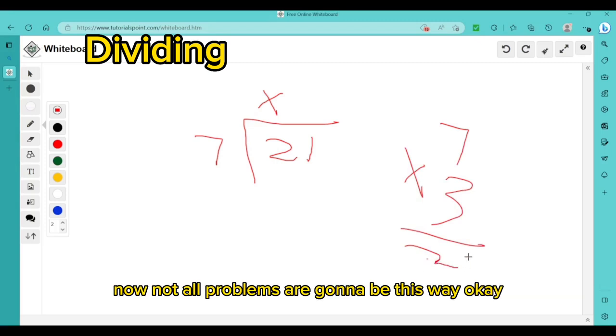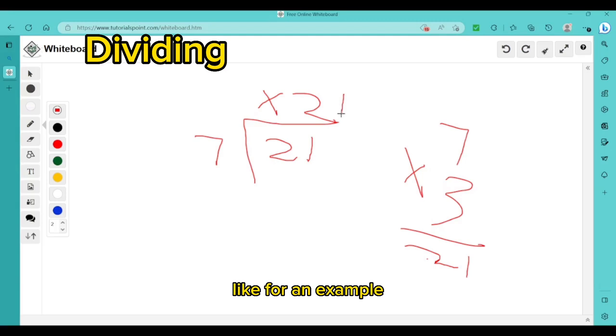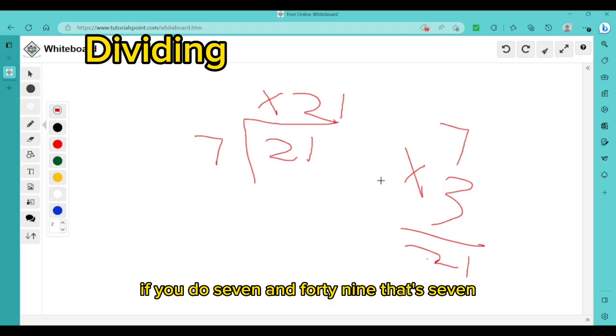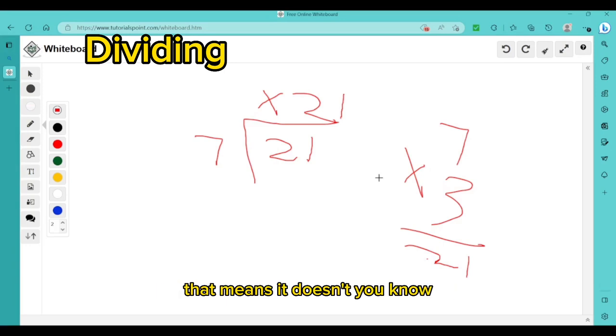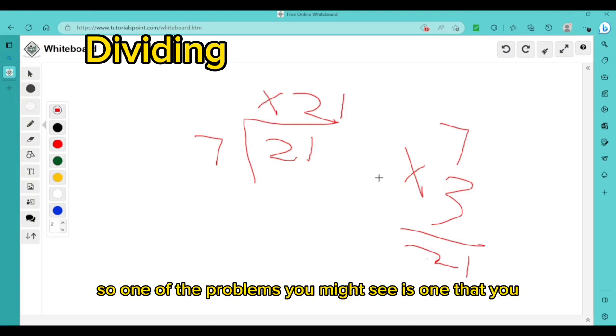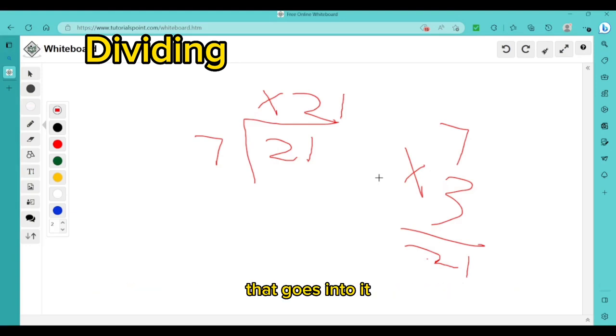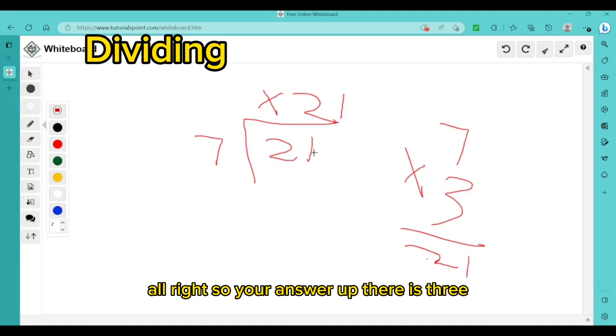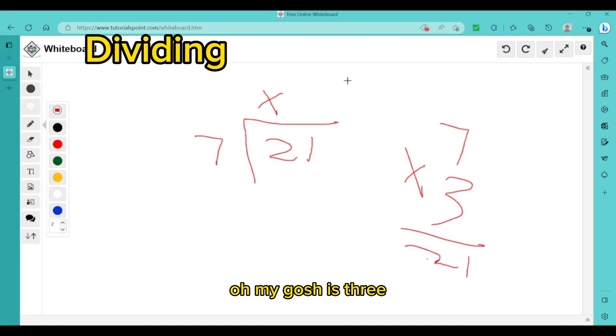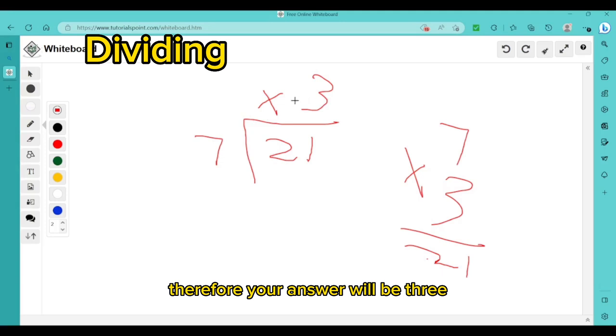Now, not all problems are going to be this way, okay? Like, for an example, if you do 7 into 49, that's 7. So, of course, you're going to have answers where it fits in there perfectly. One of the problems you might see is one that goes into it, but it's not exactly that number. That's okay, because at the end, if it can go into the number at the end of the problem, that means it's a valid one. All right, so your answer up there is 3, not 21. 7 times 3 is 21, therefore your answer will be 3.